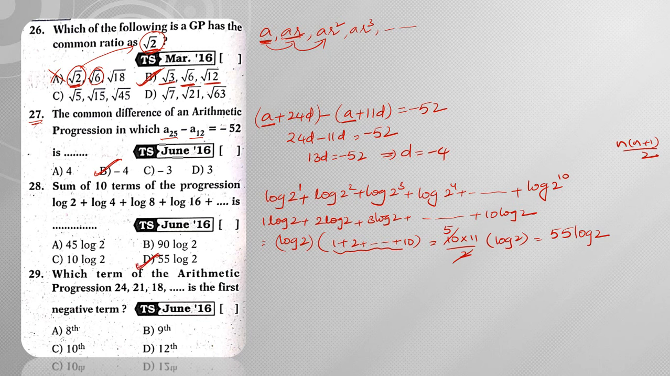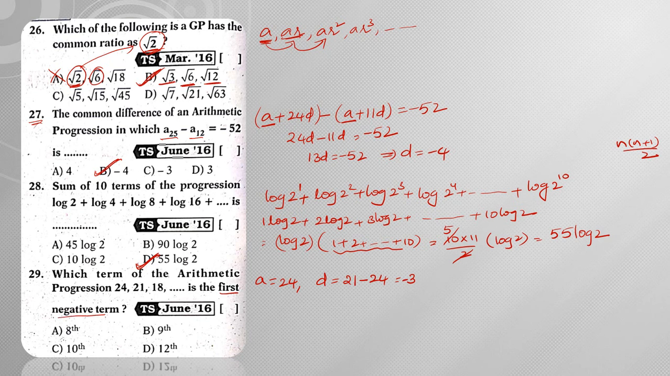Next, which term of the arithmetic progression is the first negative term? So first of all, go with the first term. The first term is 24. What is the common difference? Common difference means second term minus first term, so 21 minus 24, which is equal to minus 3.